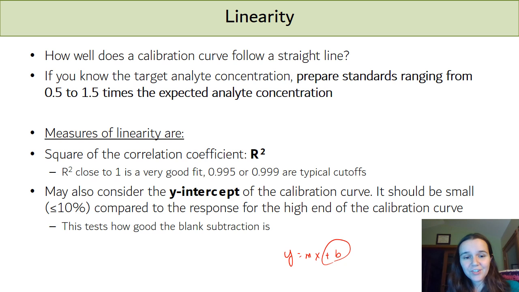If it's large, if it's, like, greater than 10% of the high end of your calibration curve, then you've probably got a problem. Really, what this intercept is doing is testing how good your blank subtraction is. And we'll talk about blanks a little bit later. So it should be 0.